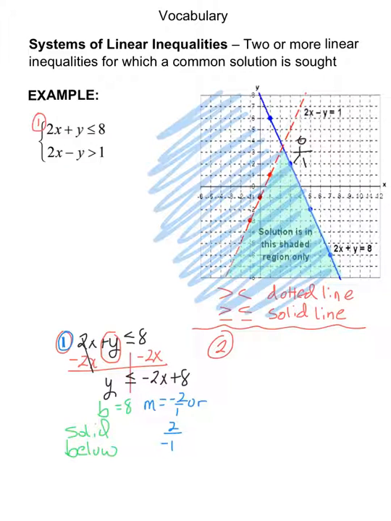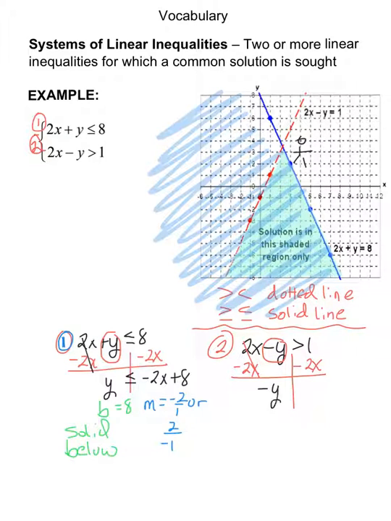All right, so the second line is this one. So you've got 2x minus y greater than 1. So again, we're going to solve this for y. The y is negative, so the 2x is positive, so we have to subtract 2x and subtract 2x.